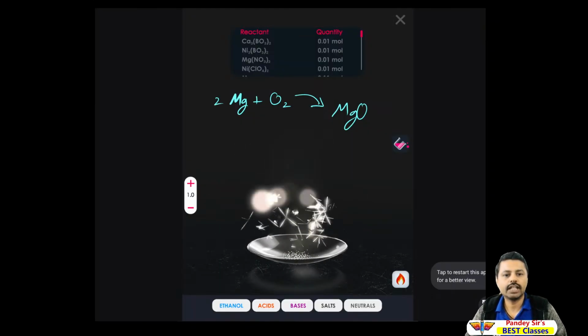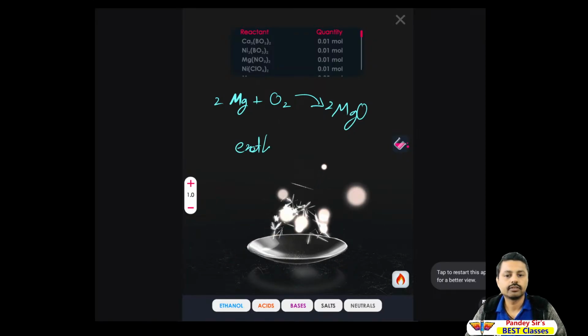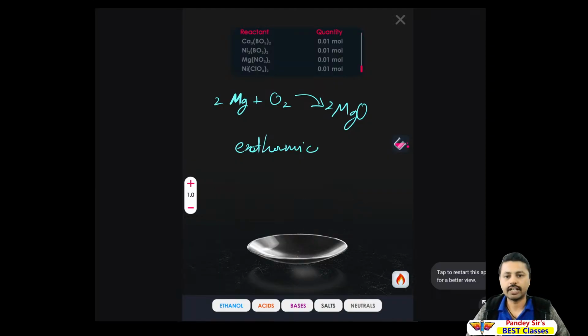2 Mg and here also 2. It's highly exothermic. It will be so hot, and a white dazzling powder. So it's an important reaction. I will check who commented and who not.